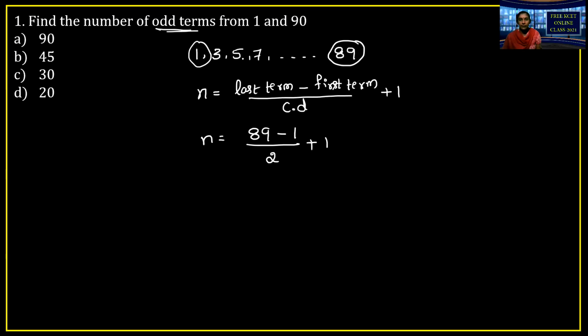In 1, 3, 5, 7 the common difference is 2. So n is equal to 89 minus 1, which is 88. 88 divided by 2 is 44. 44 plus 1 is equal to 45. So the number of terms in this sequence is 45. So we can directly calculate the number of terms. So option B is the correct answer. Understood?